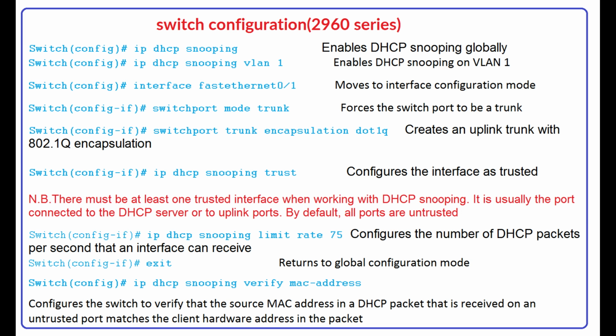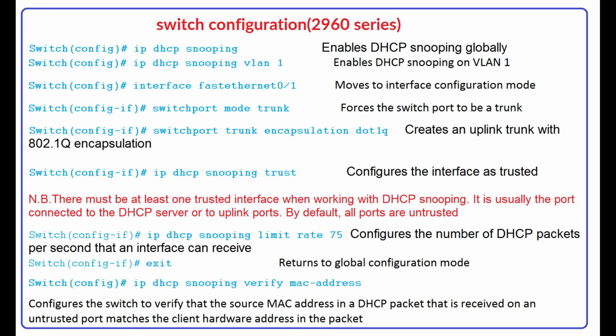Switch(config)# interface fastethernet 0/1 moves to interface configuration mode. Switch(config-if)# switchport mode trunk forces the switch port to be a trunk. Switch(config-if)# switchport trunk encapsulation dot1q creates an uplink trunk with 802.1Q encapsulation. Switch(config-if)# ip dhcp snooping trust configures the interface as trusted.